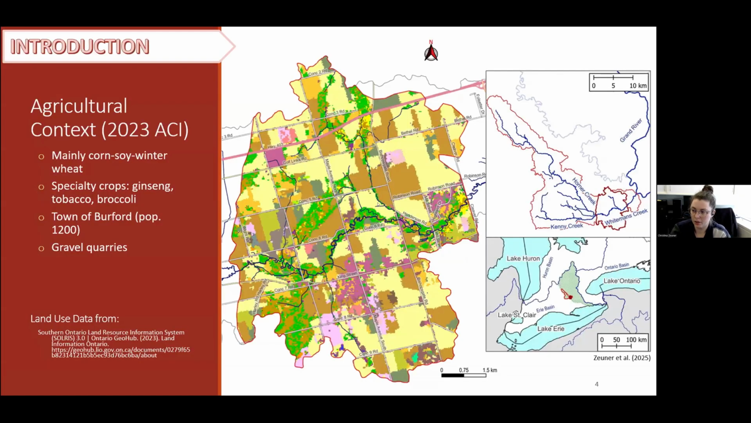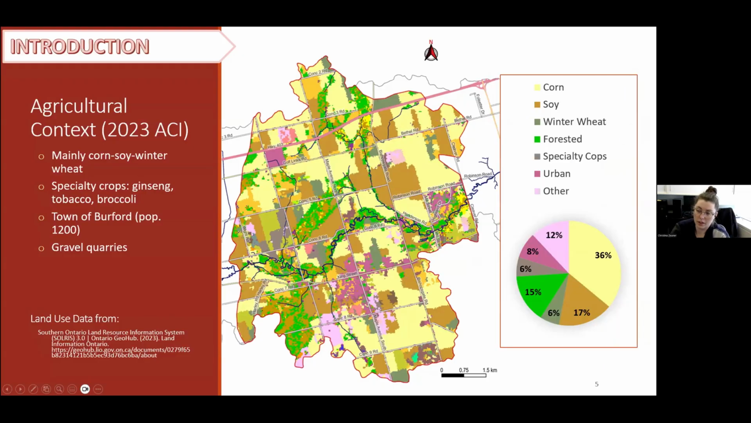So a bit of background on the subbasin that we're interested in. This here, so you can see my mouse, is Lower Whiteman's Creek subcatchment, which has the town of Burford, Ontario, right here in the middle, and is located near the outlet of the larger Whiteman's Creek subbasin. You can see it over here. And this is part of the Grand River, which eventually discharges into Lake Erie.